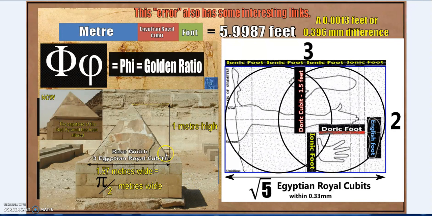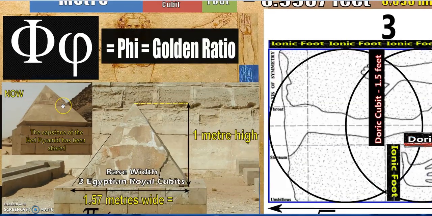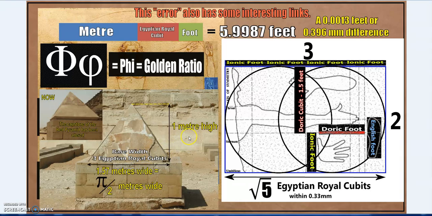But which will bring us to the red pyramid, the capstone found next to it, or the pyramidion. Originally 1 metre high and 3 Egyptian Royal Cubits, or pi over 2 metres wide at the base. It's since been, I just call it vandalized to change, but this is just like the Salamis stone, a conversion tool, not just between the units as in the metre and the Egyptian Royal Cubit. This particular capstone is also a scale replica of the Great Pyramid, which gives you Phi, Pi, and all these other proportions.